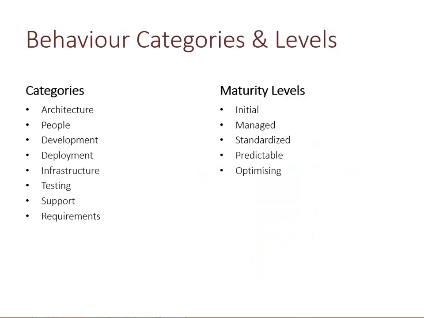When you undertake the BizTalk Maturity Assessment, you'll be asked a number of questions about behaviours relating to your BizTalk capability. These behaviour-based questions will be grouped into categories and maturity levels. On the left-hand side, you can see that there's a number of categories, so this allows us to look at different aspects such as architecture, development and infrastructure, and a number of others. And this helps us break down your capability to look at specific areas for improvement.